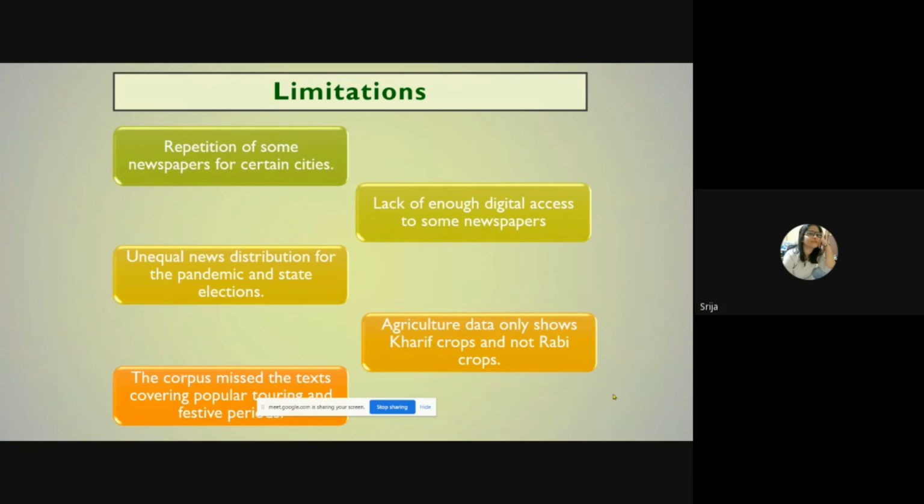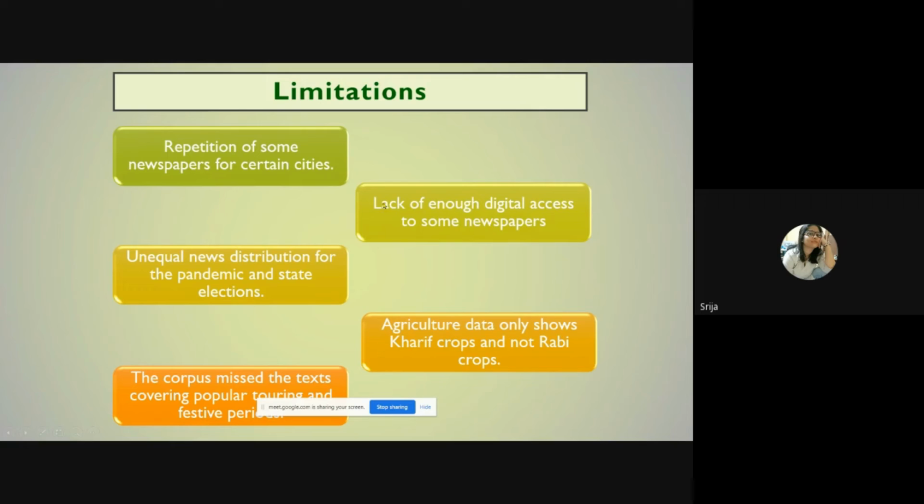Okay. So some of the limitations we faced while collecting the data, as the corpus has a few limitations. They are repetition of some newspapers for certain cities. I have mentioned this point earlier that we had to use the same newspapers as second or third options for several cities. However, we don't necessarily see it as a limitation because it gives us a variety in the news text we collected.